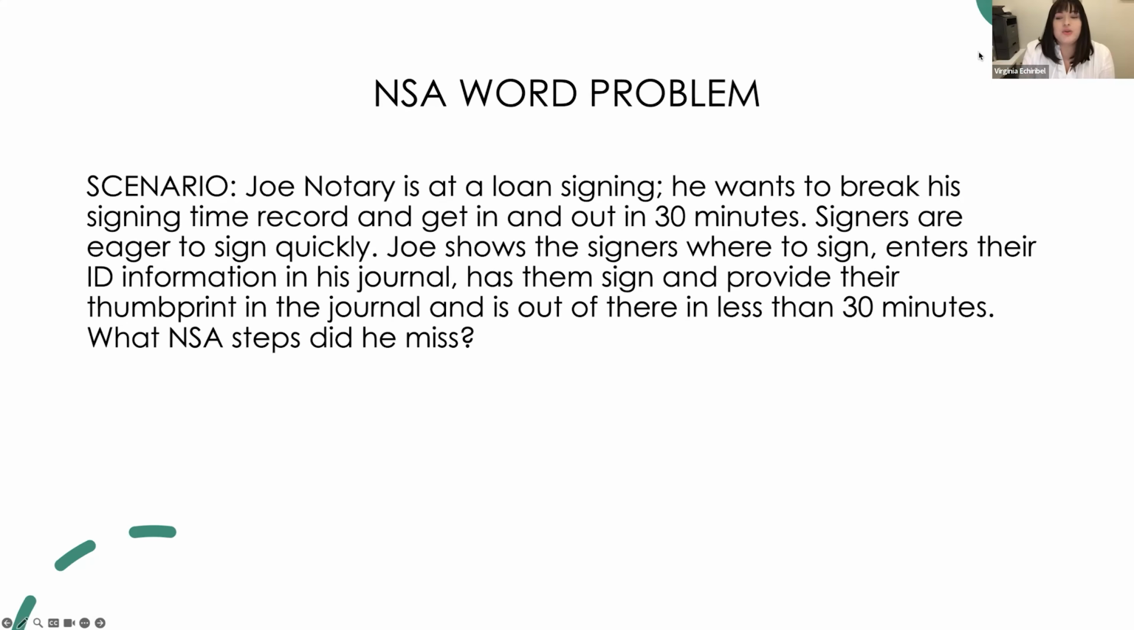Okay, so Joe shows the signers where to sign. He enters their ID information in his journal, has them sign his journal, provide their thumbprints in the journal, and he's in and out in less than 30 minutes. So he showed them where to sign, filled in the journal portion, and he was out of there. What steps did he miss? What NSA steps did he miss?